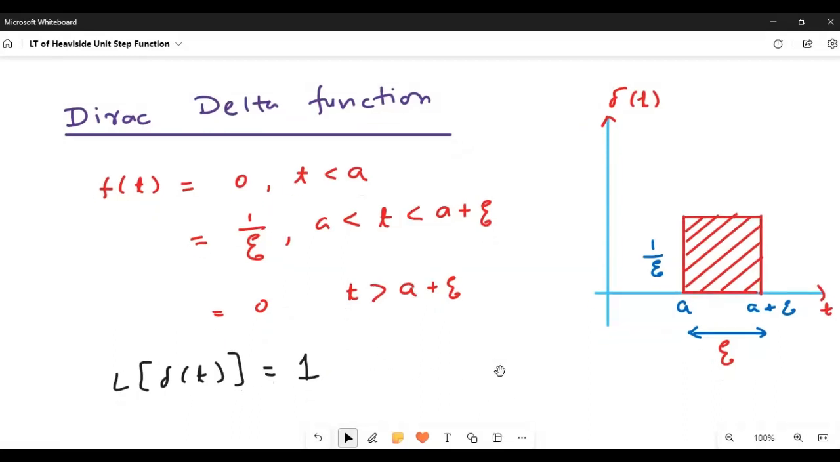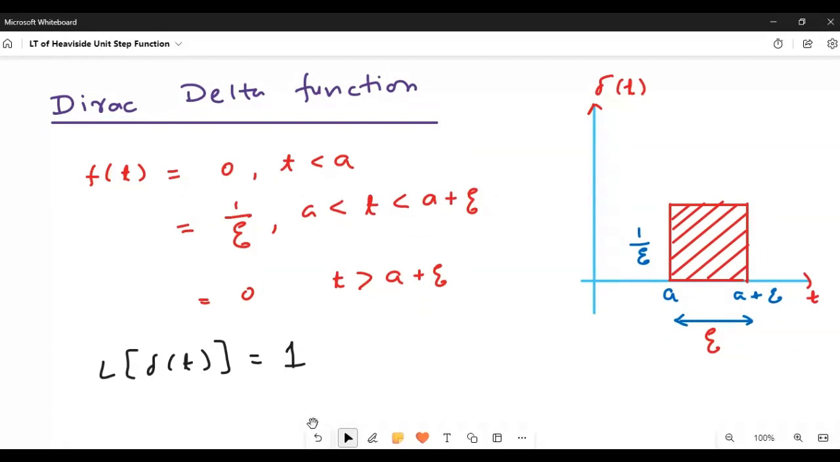So as you can see here, Laplace transform of Dirac delta function is 1.